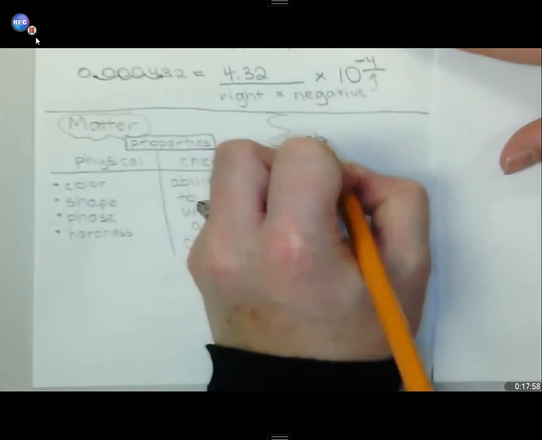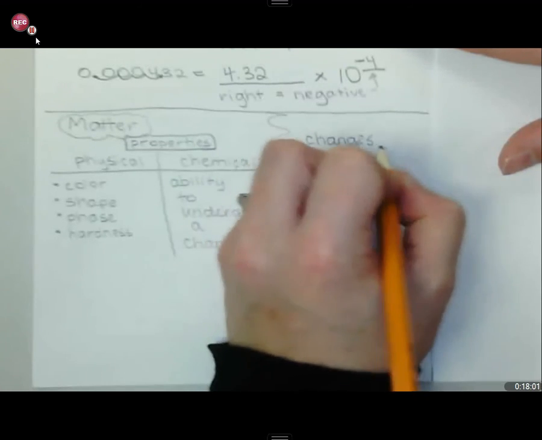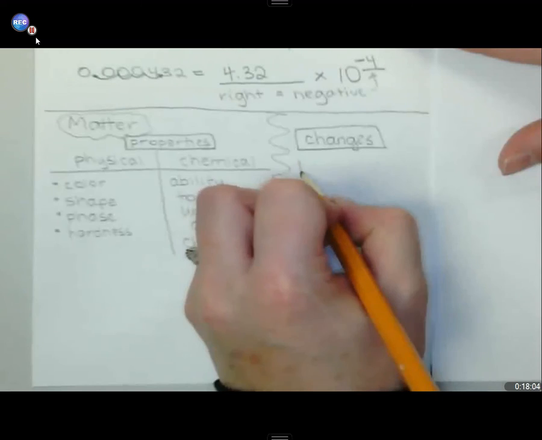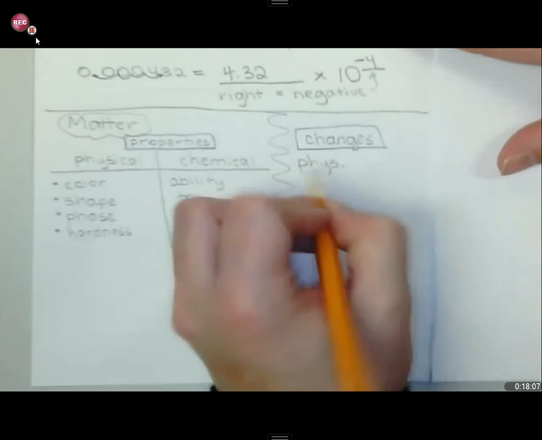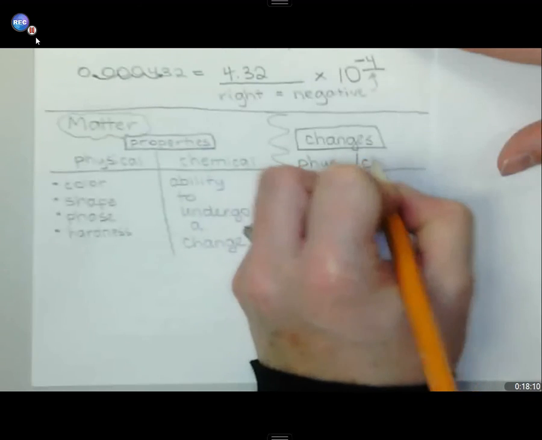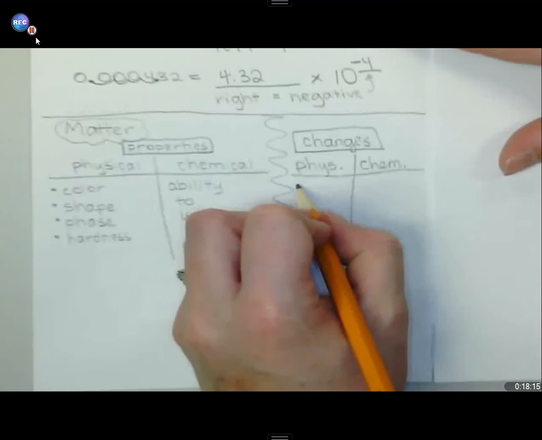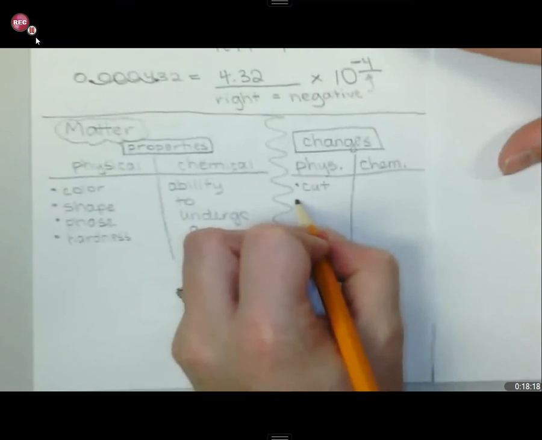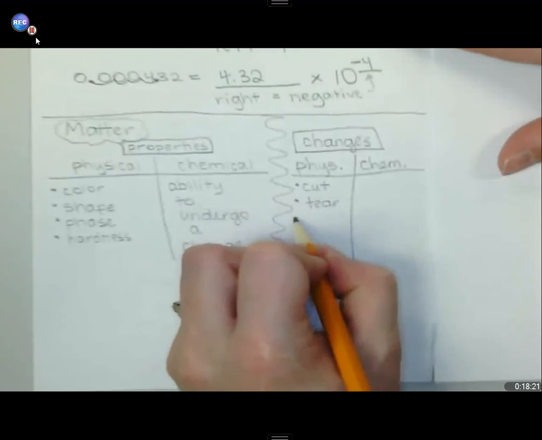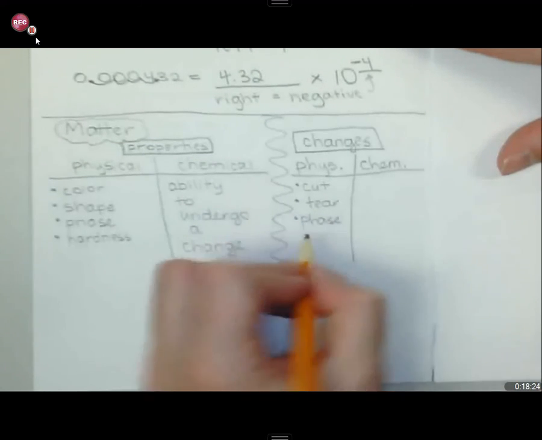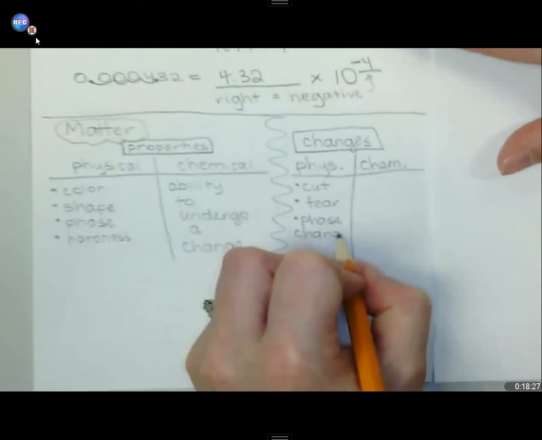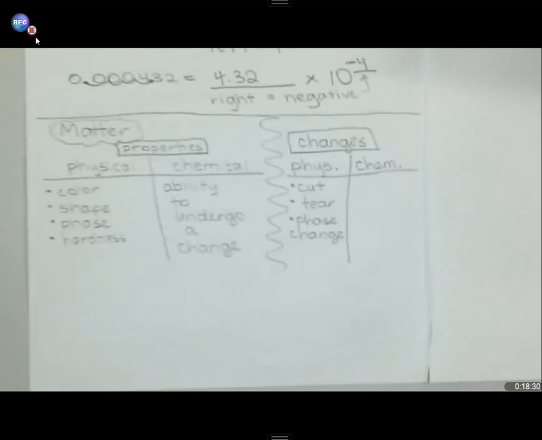Now for your changes, you have physical, I'm going to abbreviate so I have room, and chemical. How do we know a physical change or a chemical change has occurred? Well, with physical changes, you're going to see cut, tear, phase change, melting, freezing, boiling. Anything like that, where the actual substance doesn't change what it's made of, but it's just changing appearance.